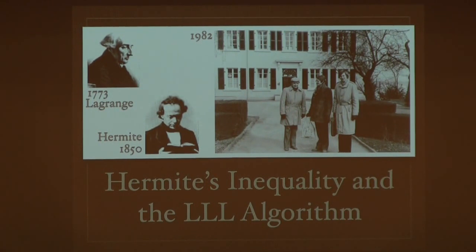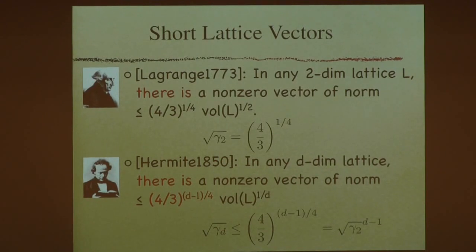So what is the history behind this? The history goes a long time ago, back in the 18th century. Lagrange, in a French article, showed that in any two-dimensional lattice, there is a non-zero vector of norm less than this. That gives you the exact value of Hermite's constant in dimension 2. It's a very famous thing. And Hermite in 1850 used this result to show that in an arbitrary high-dimensional lattice of dimension d, there is always a non-zero vector of norm less than this. You can see that this is exactly the (d minus 1)th power of Hermite's constant here.